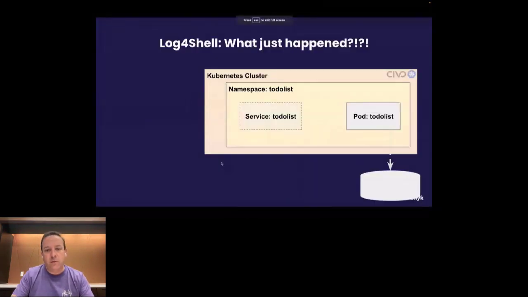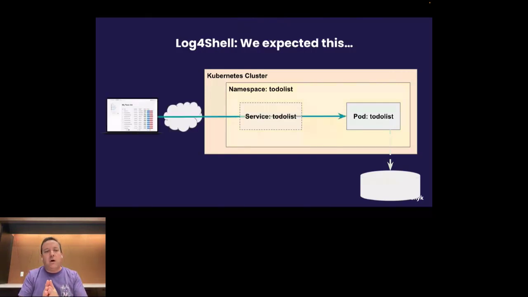Let's go back to the slides. What just happened here, just to level set: we have this Kubernetes, it's a K3S cluster out in Civo in the UK, with an app that lives in the to-do list namespace, actually in the default namespace on this one, but whatever. And it's got a service in front of a to-do list pod, and it could have a database behind it. It doesn't in this case, but it could. And we expected the browser through the internet to hit the service, through whatever means, and connect to the pod.